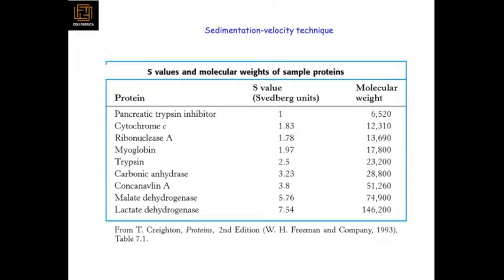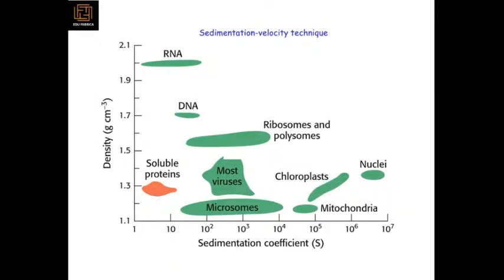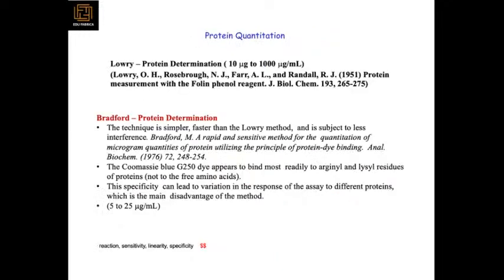So these are the various values of Svedberg units for different parts of your cells, and this is the density sedimentation coefficient graph, where you can have a look at various molecules as per their sedimentation coefficients. So how can you check then?